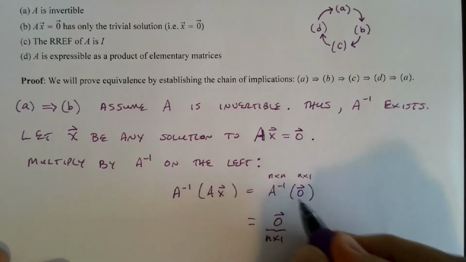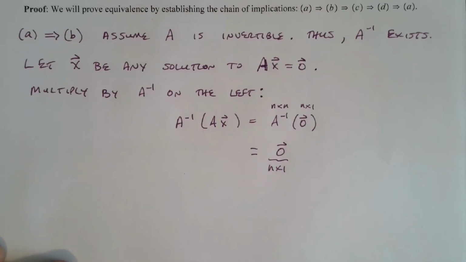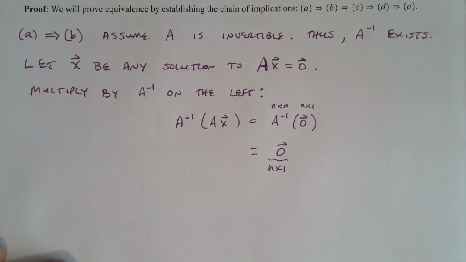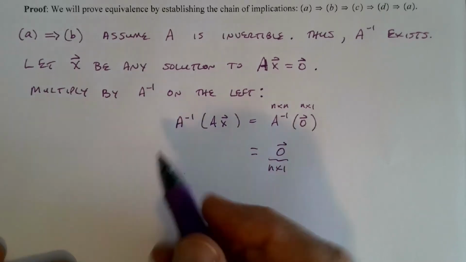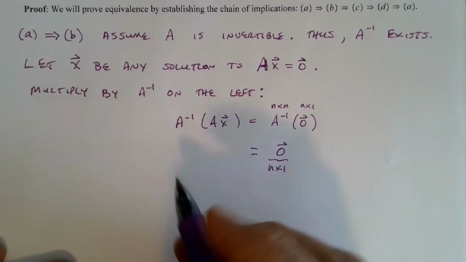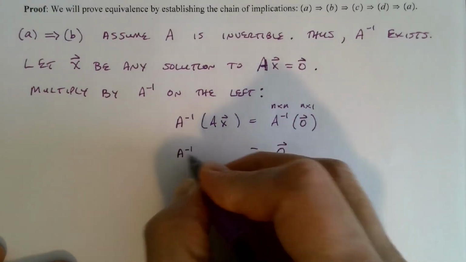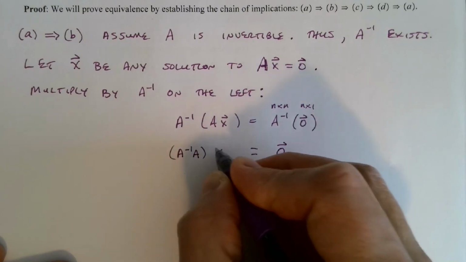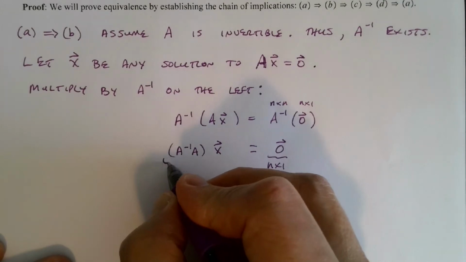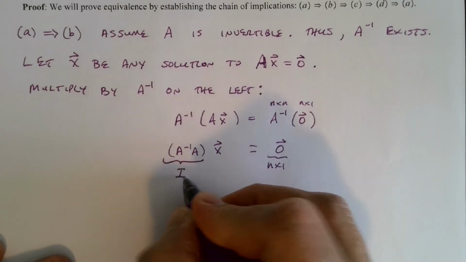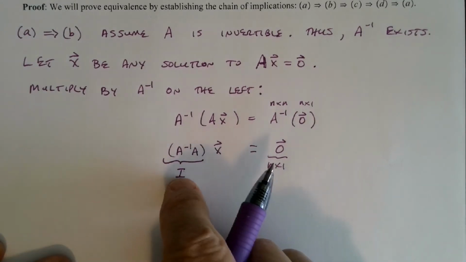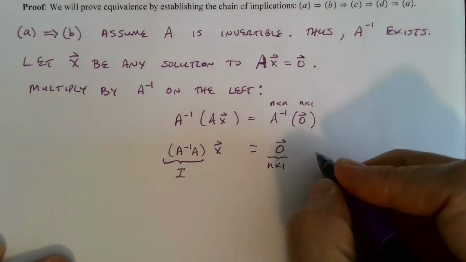So A times the 0 vector gives me the 0 vector. Any matrix multiplied by the 0 vector gives me the 0 vector. What about here? Here I'm going to use the associative property of matrix multiplication and regroup. Can't change the order I'm multiplying in, but I can regroup. And what do we realize about this? A inverse times A. That's the identity. That's the definition of an inverse. And then what happens when I multiply the identity times the vector x? I just get the vector x.